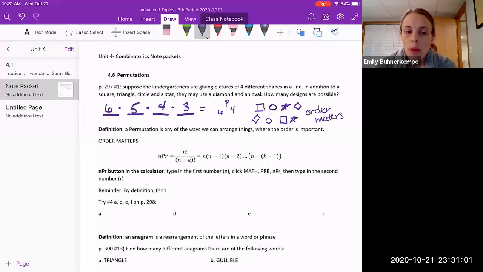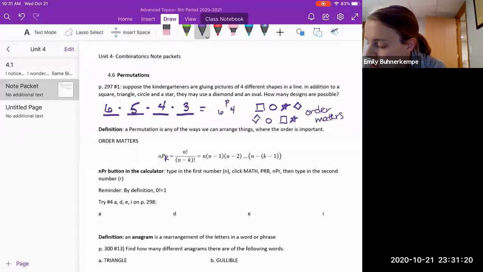You can see below in the definition that we have nPr, n permute r. The definition states that you're going to take whatever is listed as the n, take it factorial, and divide it by n minus, let's just change that to a k really quick so that it matches with our notation. I apologize for messing that up. So if you have n permute k, then you'll have n factorial divided by n minus k factorial.